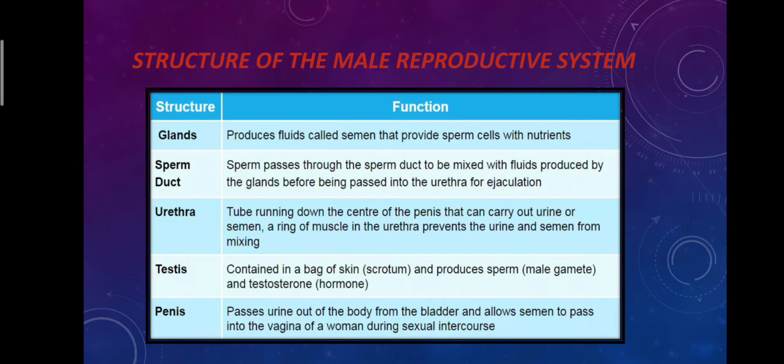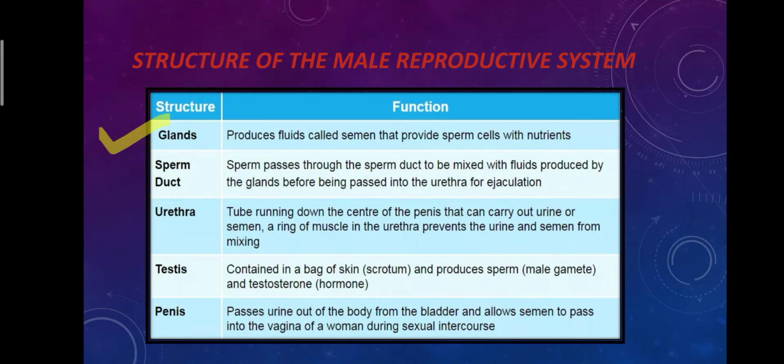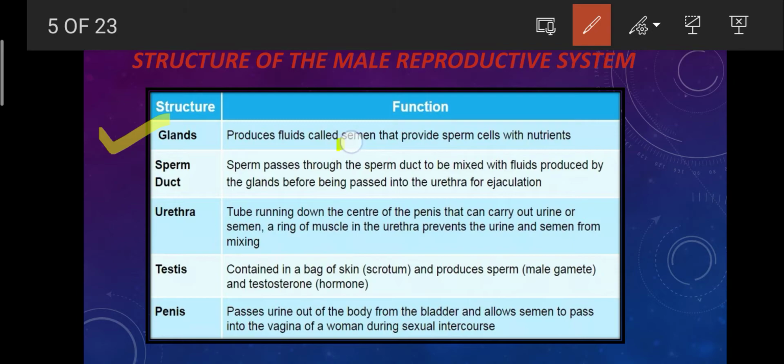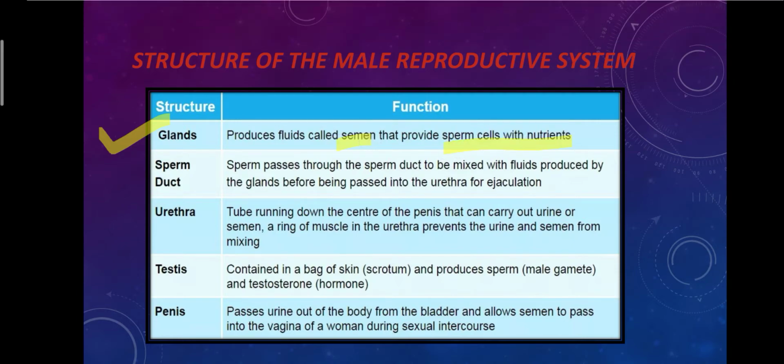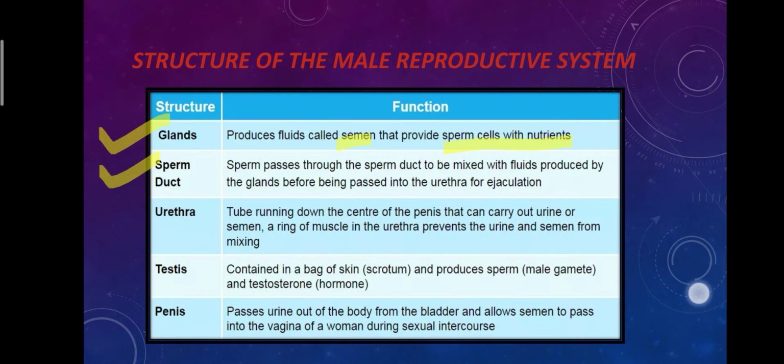Now we will discuss the functions of these structures. Firstly, the function of glands. Glands produce the fluid which is called semen that provides the sperm cells with nutrients. So semen provides the nutrients to the sperm cells. The second structure is the sperm duct. Sperm passes through the sperm duct to be mixed with fluids produced by the glands before being passed into the urethra for ejaculation.